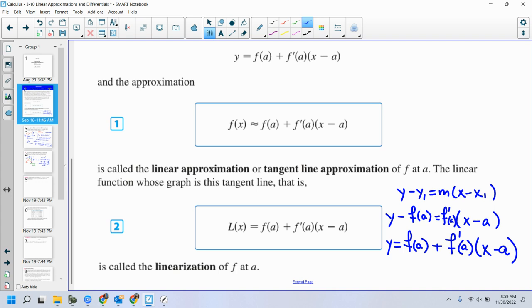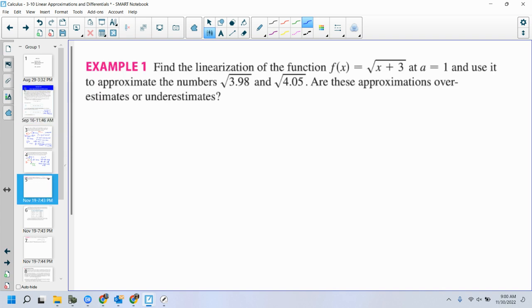And we can say, they're calling it L of x, the linear approximation or linearization. Sometimes in the directions it says, like, find the linearization of this function. That's the same thing. L of x is equal to f of a plus f prime of a times x minus a. And I have to tell you what a is. If I don't tell you what a is, then you don't know where to zoom in at, right? So let's take a look here. Find the linearization of the function f of x is equal to square root of x plus 3 at a equals 1.